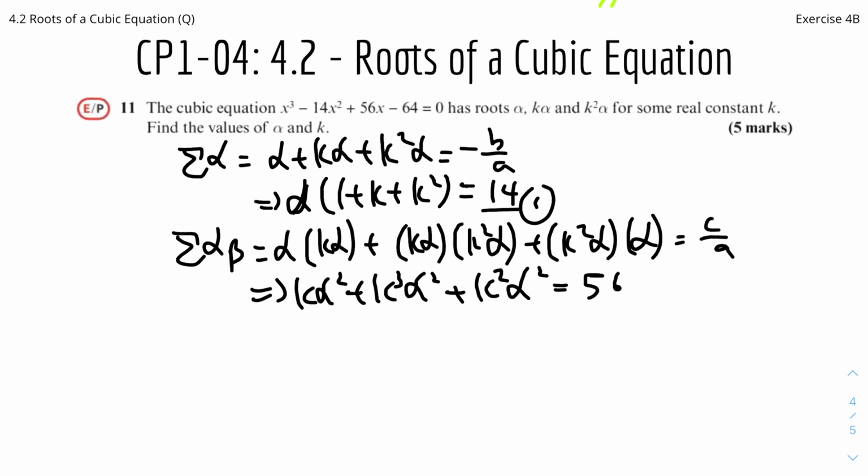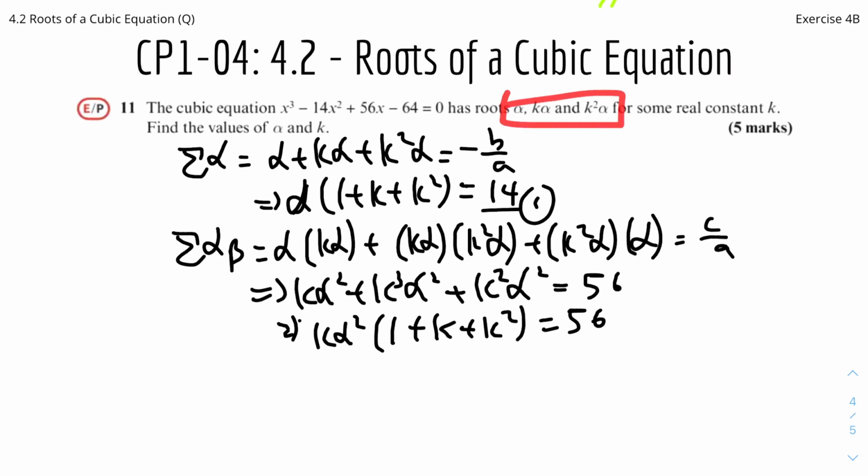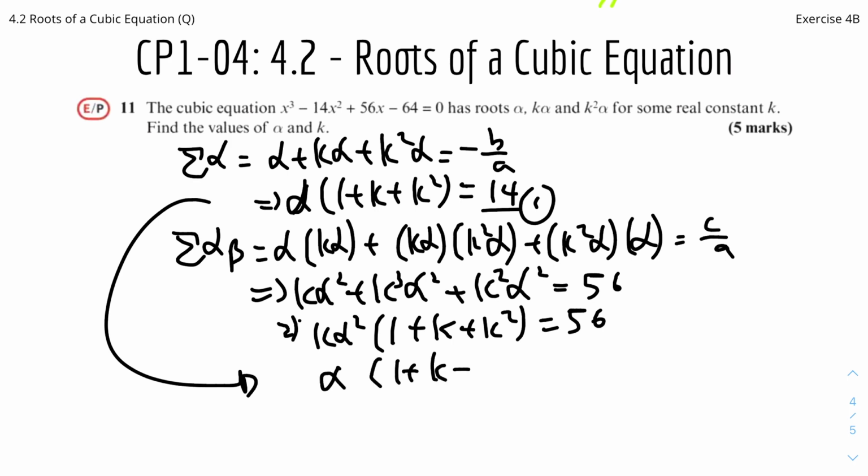And we can factorize k alpha squared. So this equals k alpha squared times 1 plus k plus k squared equals 56, like so. We can notice that we can actually do the last one, but it's not necessary for now. So we have these two equations. We can just put it here. Alpha times 1 plus k plus k squared equals 14.